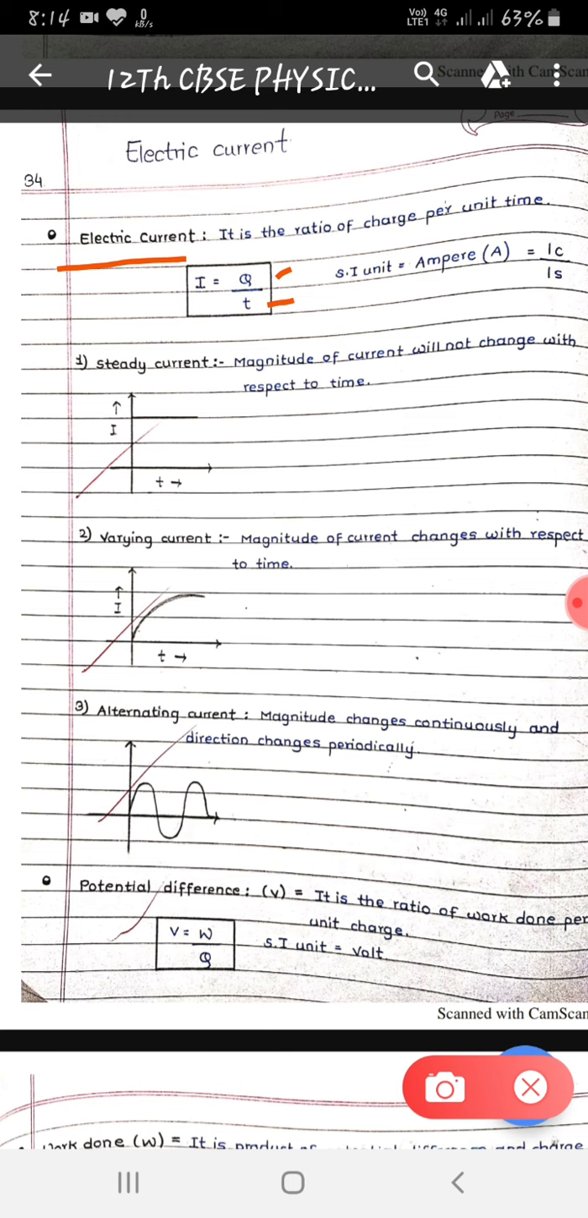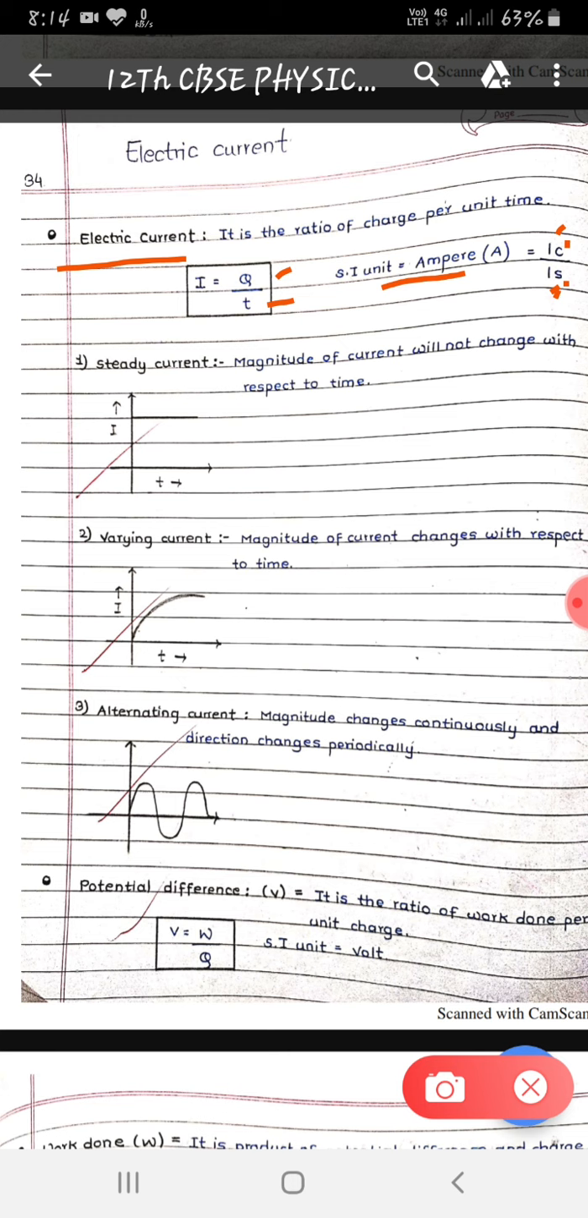Okay, and here we can define 1 ampere also. So 1 ampere is equal to 1 coulomb upon 1 second, because coulomb is the SI unit of charge and second is the SI unit of time. So we can define 1 ampere: when 1 coulomb of charge is transferred from one terminal to the other terminal of the wire in 1 second, then the current flowing through the wire is 1 ampere. So this is all about the electric current.